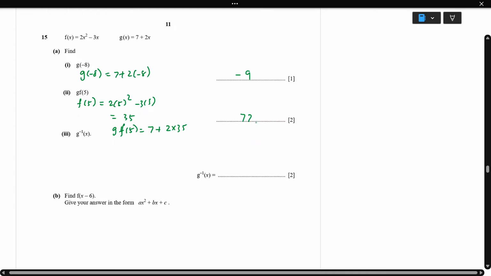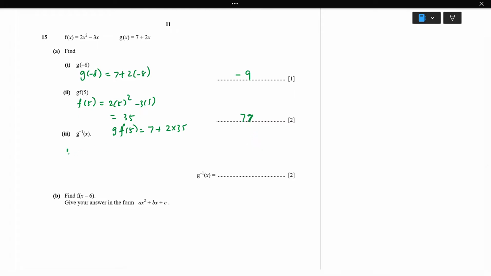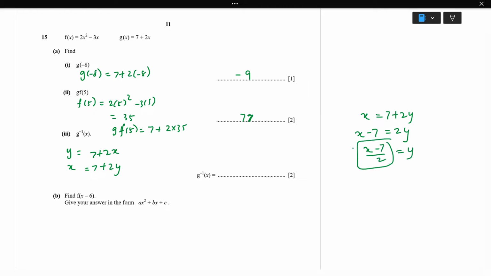Okay, the next one, 7. The next is g inverse of x. So y equals g of x is 7 plus 2x. Now I'll swap x and y: x equals 7 plus 2y. Now I'll solve this. So x minus 7 equals 2y. So (x minus 7) by 2 equals y. This is our answer: (x minus 7) by 2.